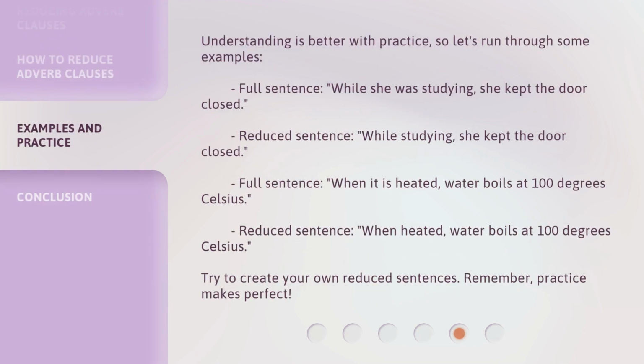Understanding is better with practice, so let's run through some examples. Full sentence: While she was studying, she kept the door closed. Reduced sentence: While studying, she kept the door closed. Full sentence: When it is heated, water boils at 100 degrees Celsius. Reduced sentence: When heated, water boils at 100 degrees Celsius.